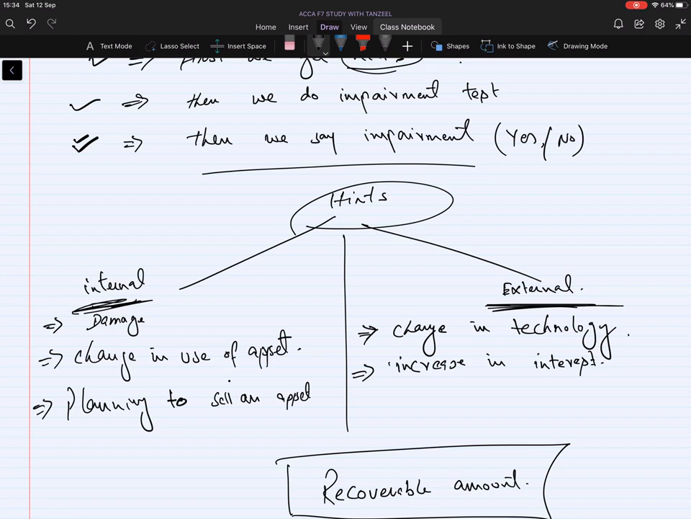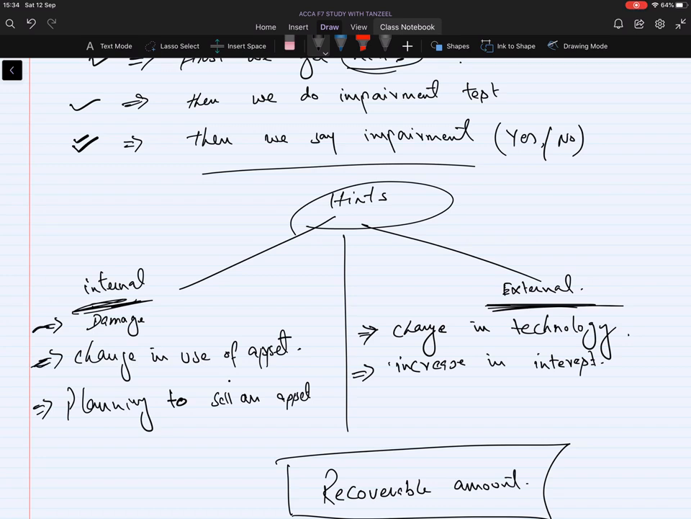I can use either the market value or fair value. This is your internal hint, that the asset got damaged, or a car accident. Like I have a car and one of the guys says your car just got into an accident. So I get the hint that we might lose the price. This is the internal factor.